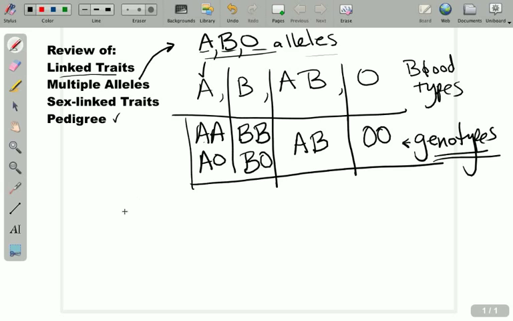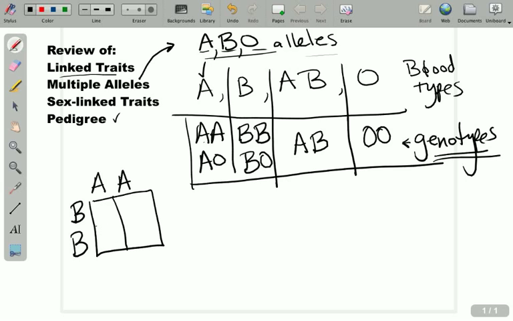So we said that you can do crosses. Some of the problems that I may give you ask things like, which of the following crosses would give you someone with AB blood? In this cross, you have someone that is pure A and pure B, and that gives you 100% AB blood, because every child would be AB. So that's one way that you can get AB blood.